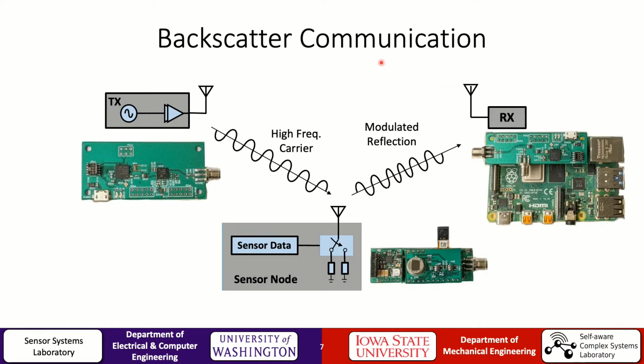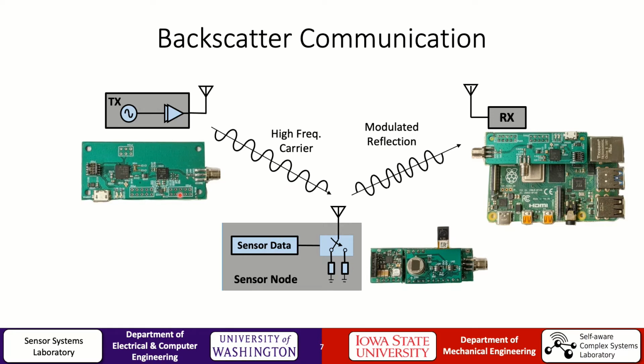Backscatter communication is a low-power wireless technology wherein a transmitter generates a carrier signal, a sensor node reflects the carrier, and a receiver decodes the sensor node data. Since the sensor node does not need to generate any signal to communicate with the receiver and only reflects the carrier, the power consumption for data transmission is low.